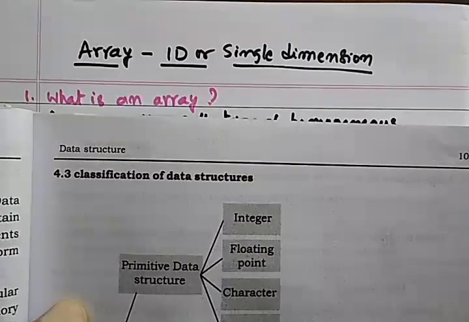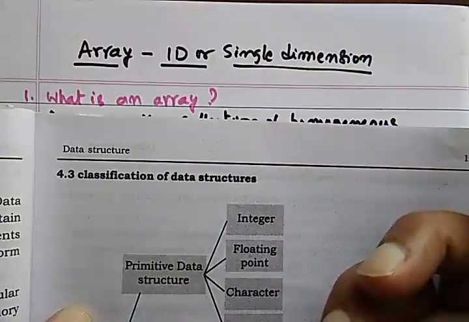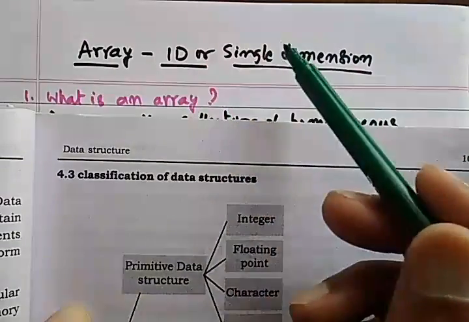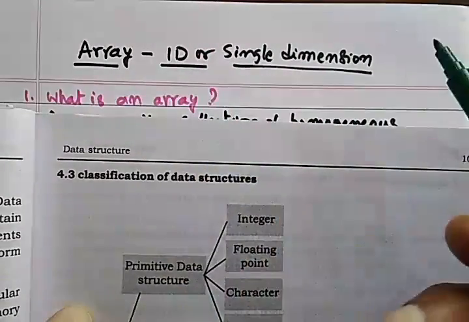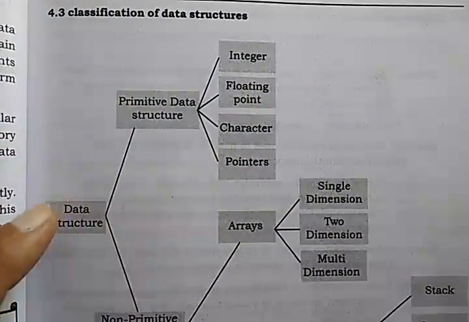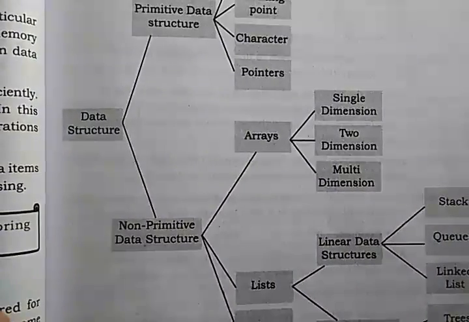So in this class we will study about array. One dimensional array I'll tell in this class, or it is also called as single dimension or 1D. Normally it is 1D, 2D, 3D. So for that again we will go back to the data structure tree diagram.